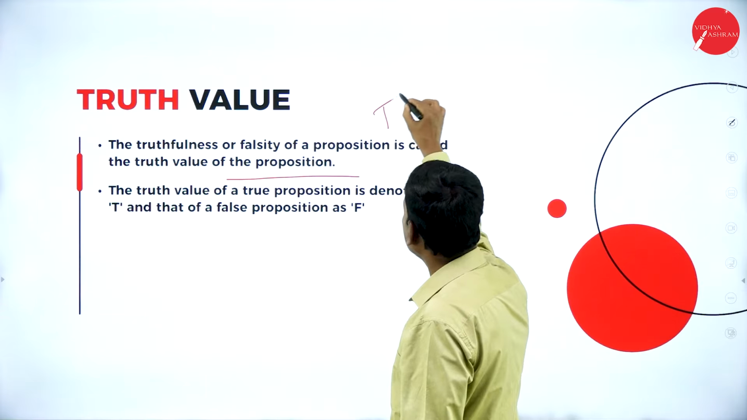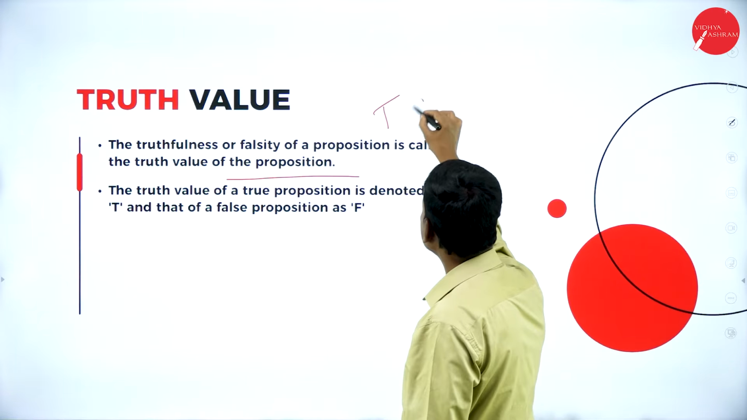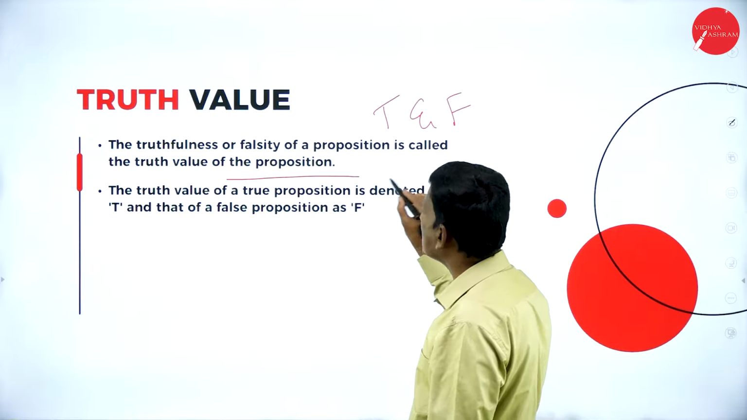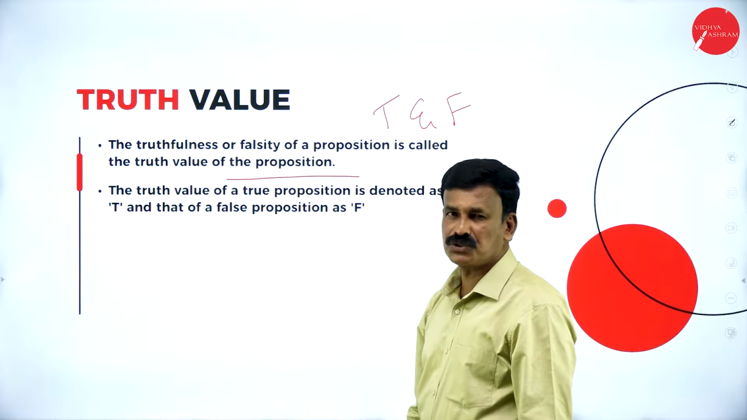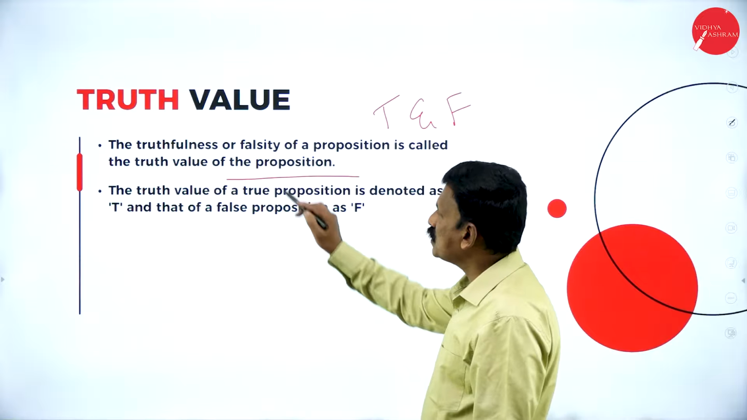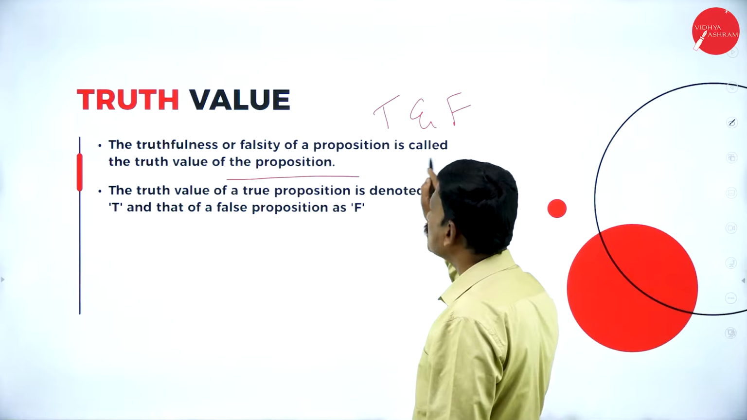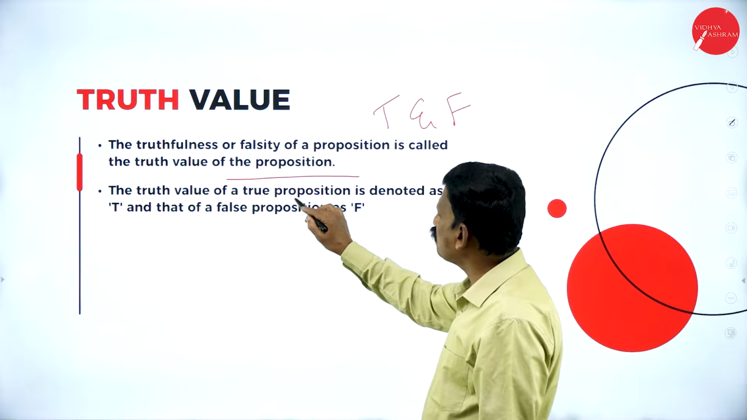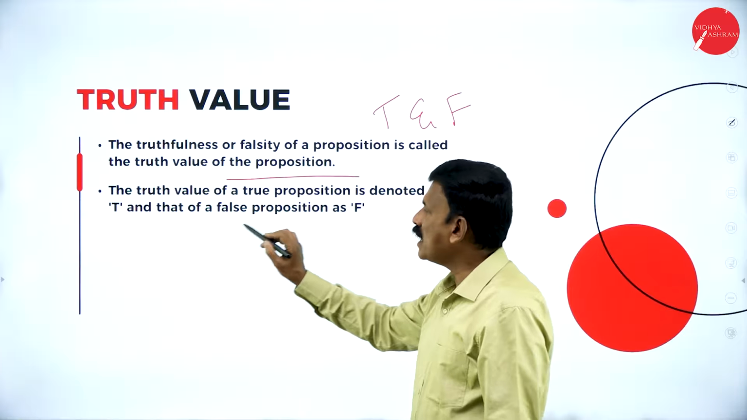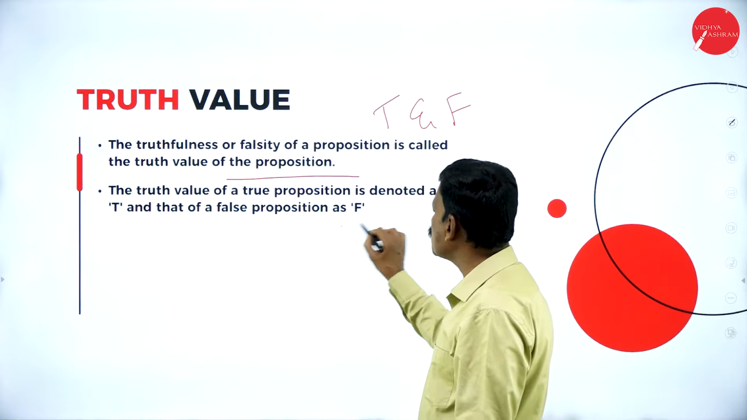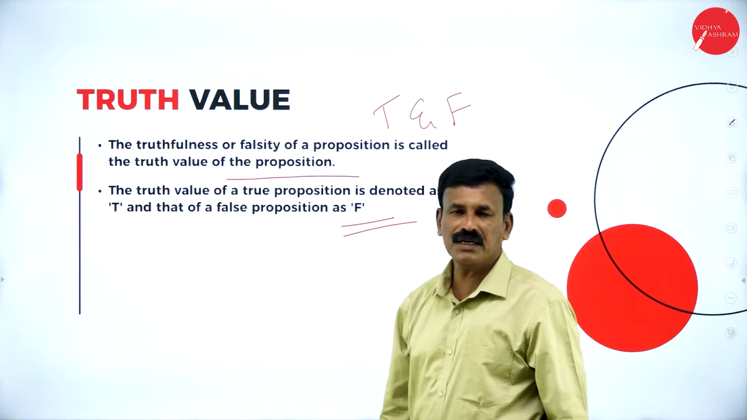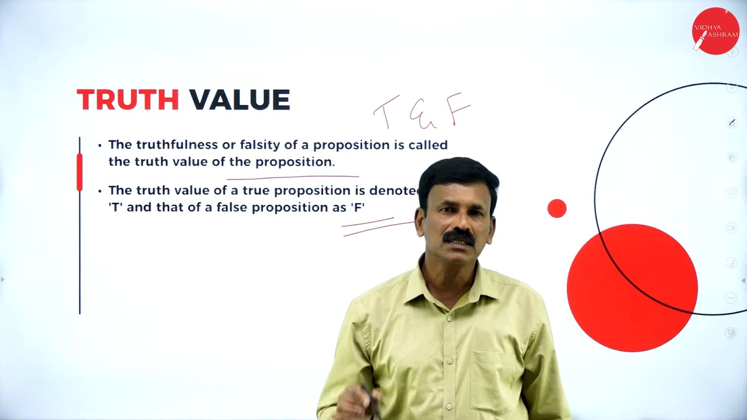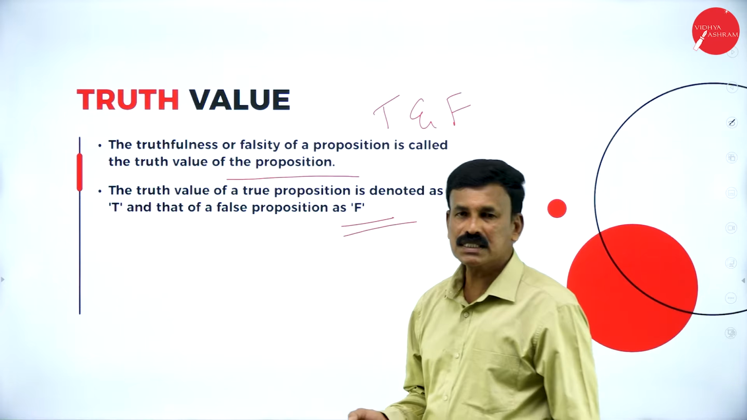If it is true, we are going to represent it as T, and if it is false, we are going to represent it as F. This T and F are called the truth values. The truth values are T and F. The truthfulness or falsity of a proposition is called the truth value of a proposition. The truth value of a true proposition is denoted as T, and that of a false proposition is denoted as F. So, T and F are called the truth values. If the statement is true, then the truth value is T. If the statement is false, then it is denoted as F.